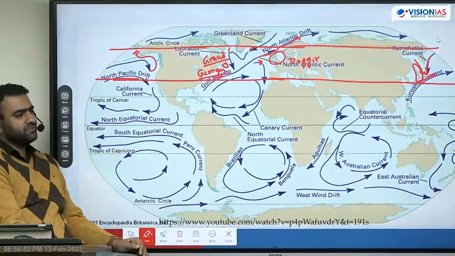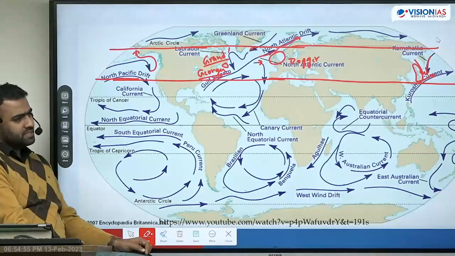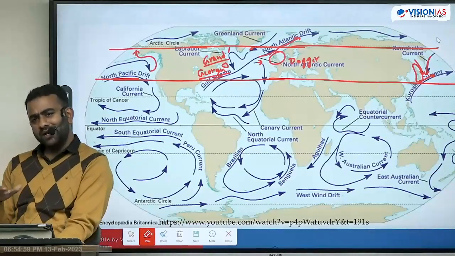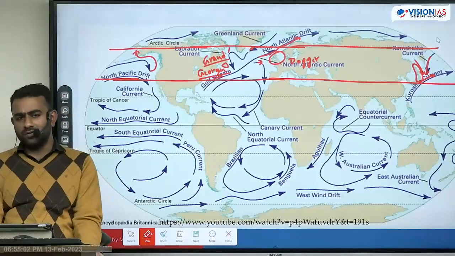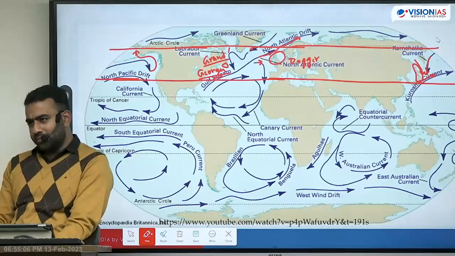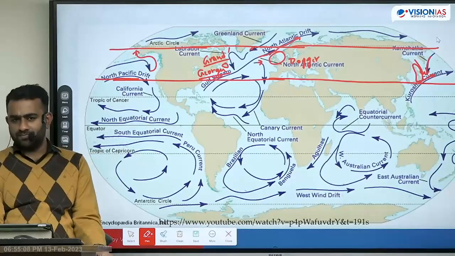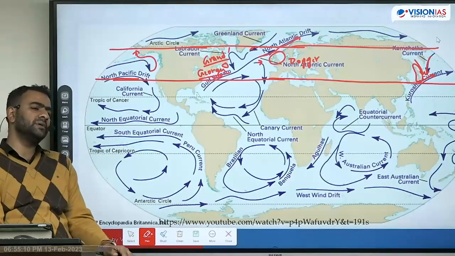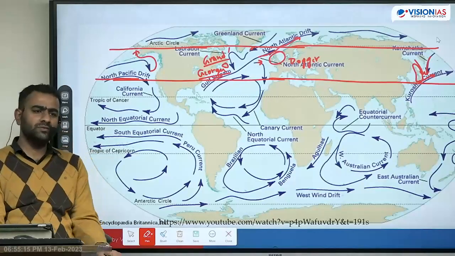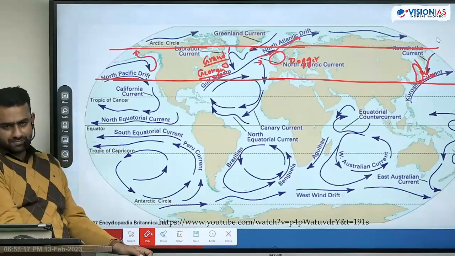Okay, these regions where the warm and cold ocean currents meet are rich in oxygen and nutrients, and the temperature is ideal for the large scale growth of planktons. Planktons are microscopic organisms which are the producers in the entire marine ecosystem, the food producers. So wherever they are large in number, we also see fishing growth on a large scale.